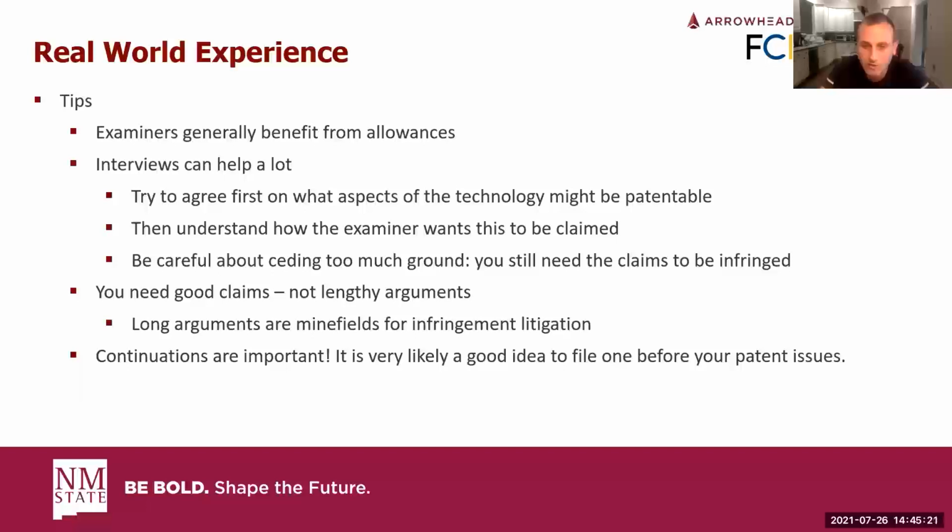You don't want to submit 5 or 10 pages explaining what your technology is and why the reference doesn't teach it. The problem with having 5 or 10 pages of argument is it becomes a minefield in infringement litigation. So, maybe you get the examiner to agree with your 10-page argument and you get the patent through. Now it's 5 years later and some other company is copying you and you want to sue them for patent infringement. Well, they're not going to give up, right?